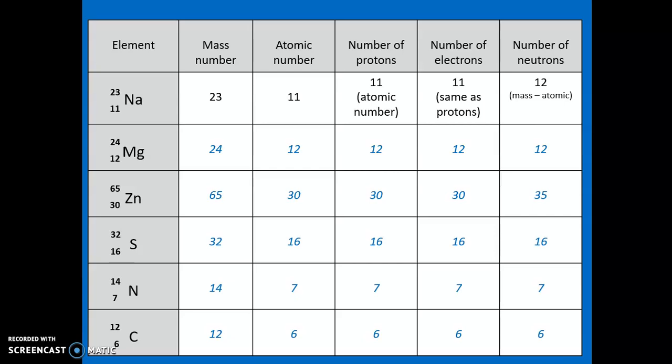This is what you should have got. Please compare these answers to your answers and correct anything that's not right on your paper before we move on.